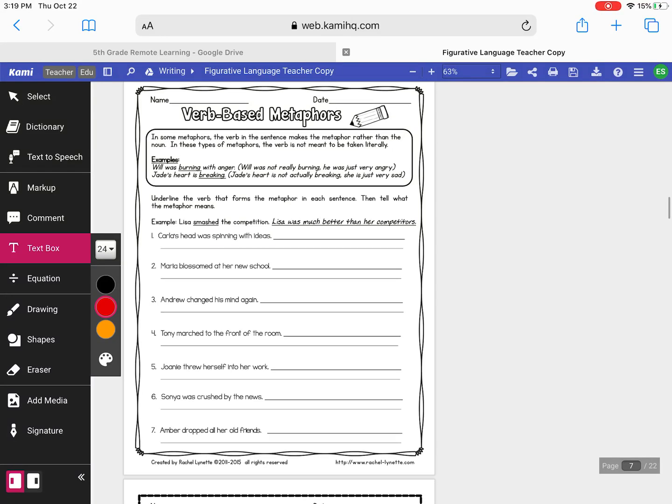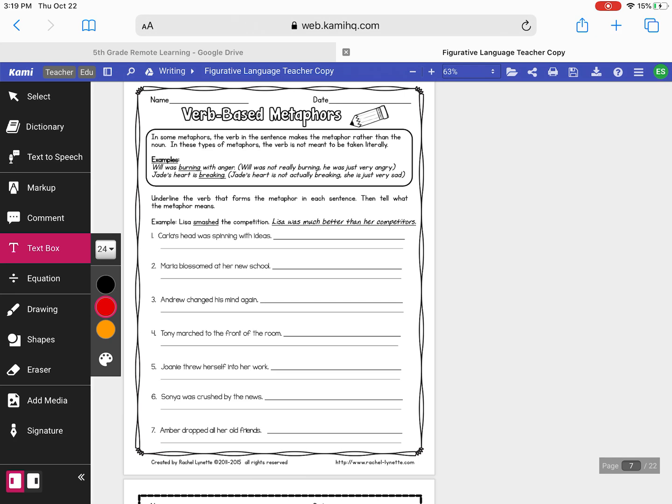Okay, here we are again, getting a little bit more practice with our metaphors. So we are going to start with verb-based metaphors. It says in some metaphors, the verb in the sentence makes the metaphor rather than the noun. So we were talking about subjects before, but now we're going to talk about a verb. So that means an action word, something that is happening. So in these types of metaphors, the verb is not meant to be taken seriously or literally.